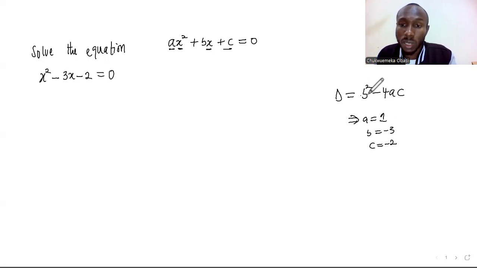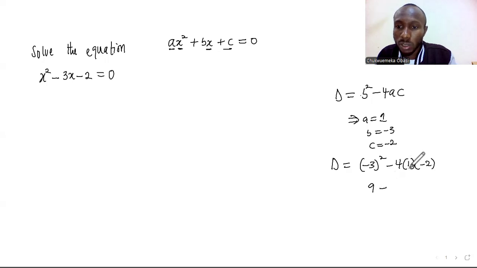Now you have all of this information. You can just plug them in and see what the discriminant is. b is -3, so that will be -3 squared minus 4, our a is 1 and c is -2, right? Now -3 squared gives us +9. And -4 times 1 is -4. Then -4 times -2 will give me +8, right? Minus times minus is positive, so 4 times 2 is 8. And 9 plus 8 is going to give me 17. 17 is not a perfect square. So we cannot solve this equation by factorization method.